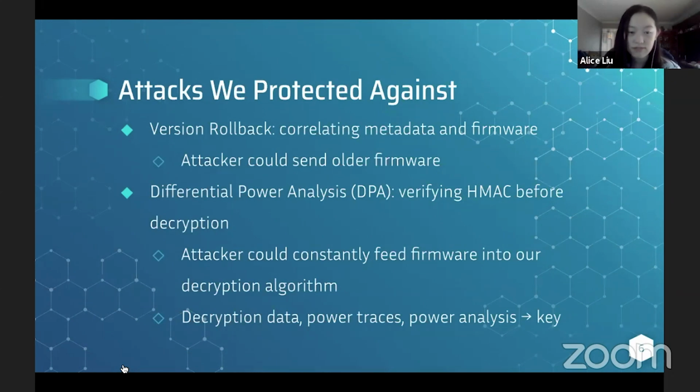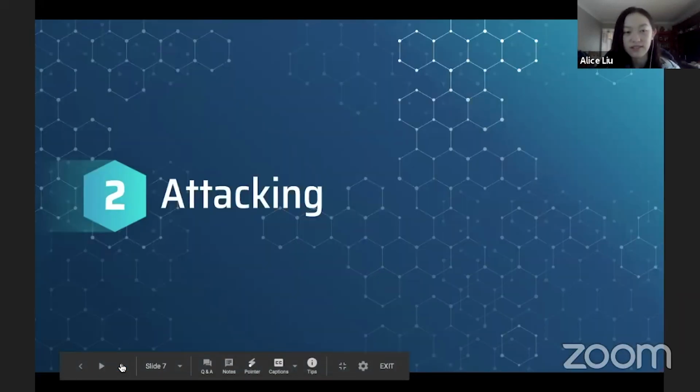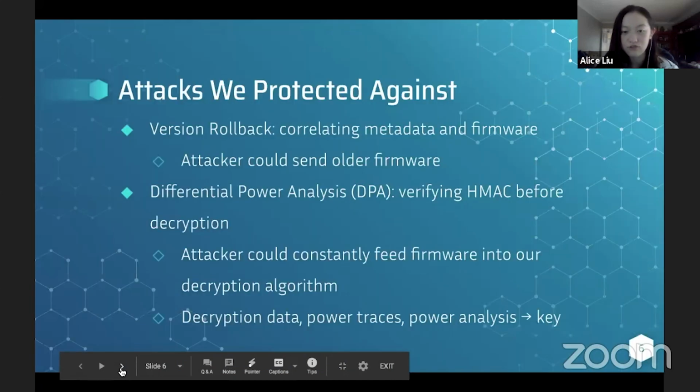Another type of attack was a differential power analysis. In this type of attack, the attacker would be able to feed in a lot of data and figure out what our HMAC key was just by analyzing the power traces. We protected against this by verifying the HMAC before decryption. But this attack was mostly theoretical in nature because we didn't have access to actual power tracing tools.